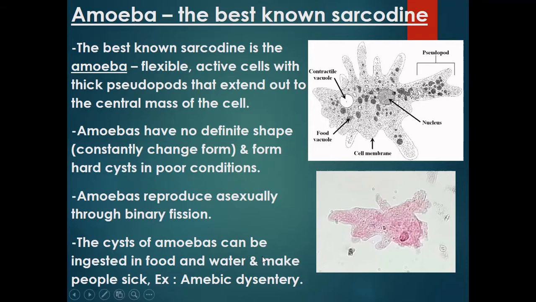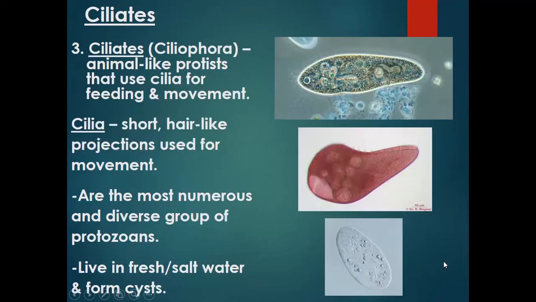Amoeba reproduces asexually through binary fission. When we say binary fission, the nucleus will undergo division, then later on cytokinesis. When we say cytokinesis, this is the division of the cytoplasm.